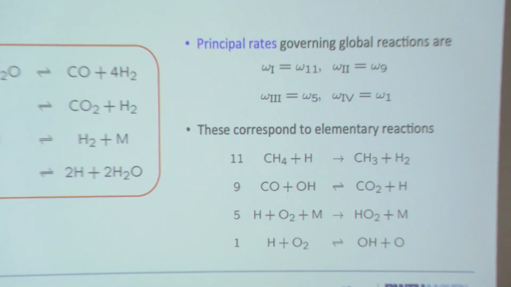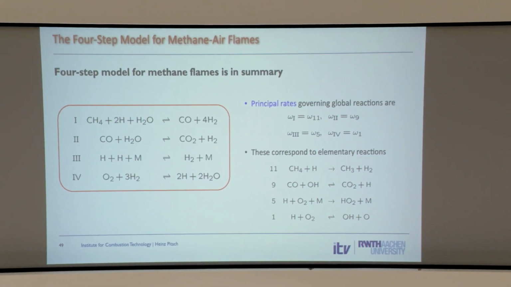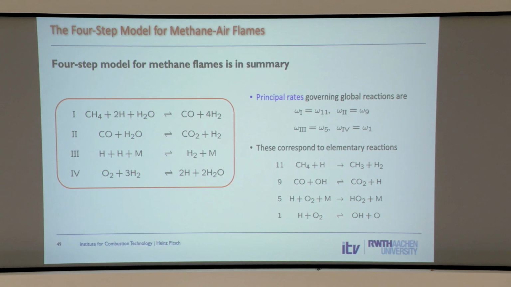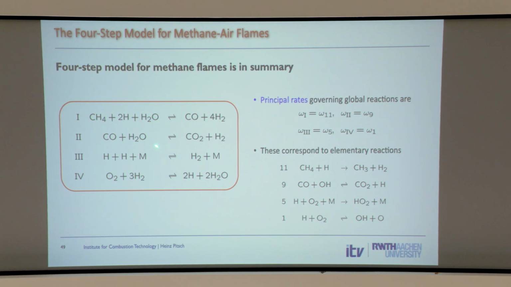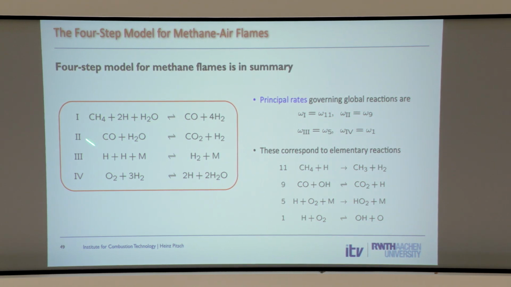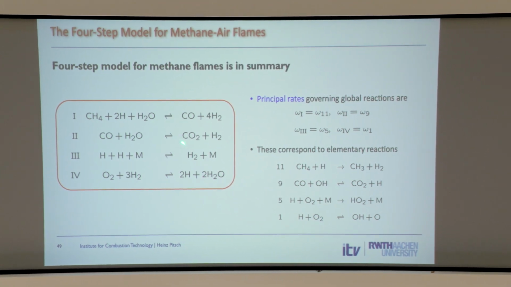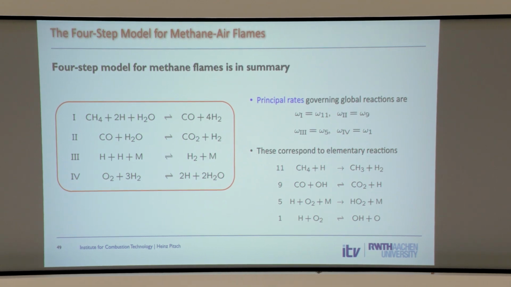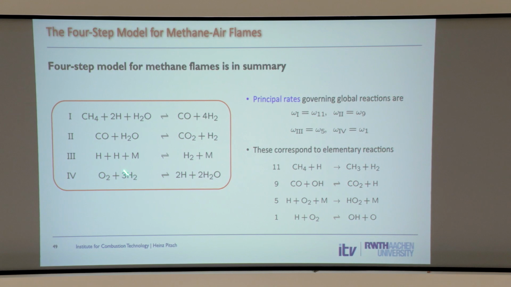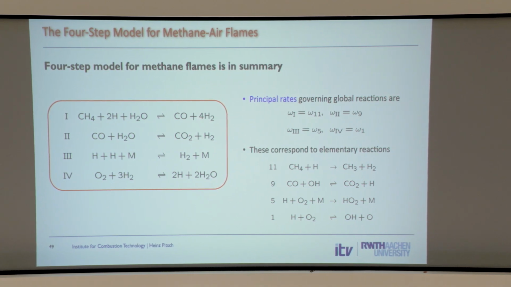So the first reaction here is the fuel consumption, and for methane, we see that the fuel consumption consumes radicals, and we said that makes methane a slow burning fuel. And then we have the CO oxidation reaction here, the water gas shift reaction, and then reaction number 3 is the chain breaking reaction, radical consumption, and reaction number 4 is the radical producing reaction, and you see here it forms 2 H radicals.